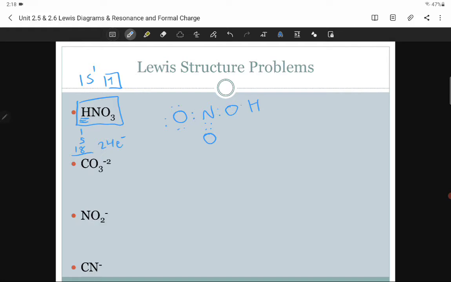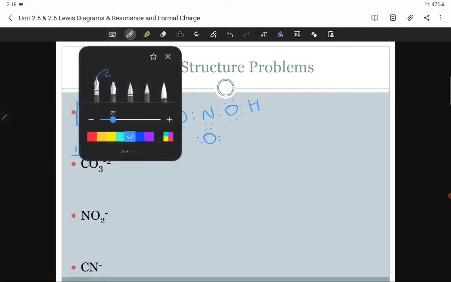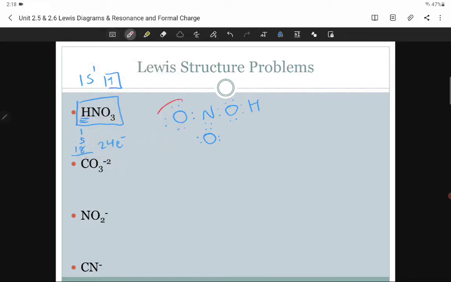Okay, so let's make sure everything has 8 around it. The nitrogen already has 8 around it if you count all those 8 dots. And then we need 4 more here. So did we use the correct number of dots this time? Well, let's see. There's 8. There's 8. There's 8. And the nitrogen has 8. And remember, hydrogen only has 2.